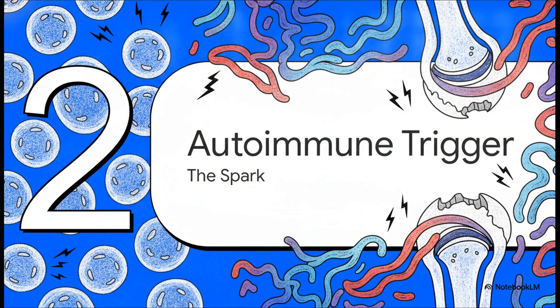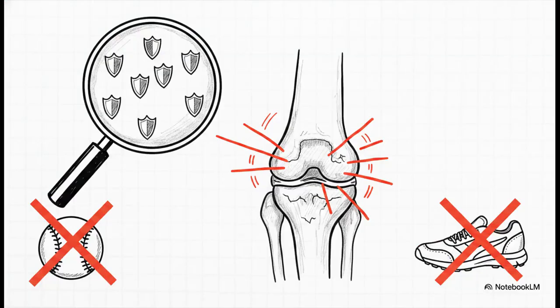Moving on to Section 2, the autoimmune trigger, the spark. Now, it's really vital to understand that the root cause of this is deeply internal. You see, a lot of people confuse rheumatoid arthritis with normal joint wear and tear, but it's totally different. This isn't from pitching too many baseballs or running on hard pavement for years. It is explicitly caused by an internal autoimmune reaction. The body is literally doing this to itself.